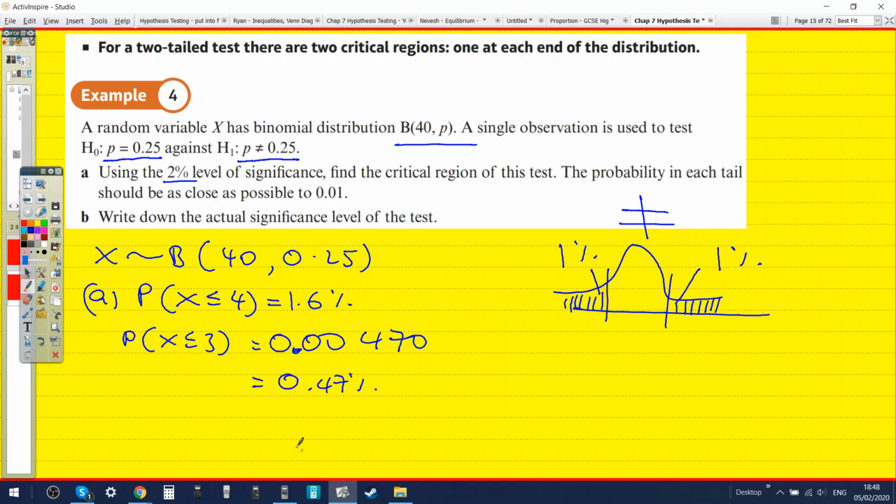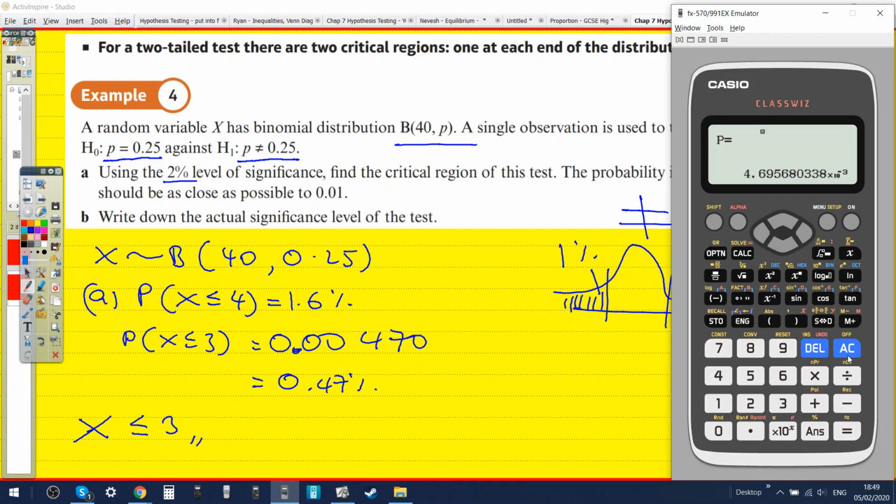0.47%. Yep. And so what's the critical region? The critical region is the possible x values that will make you choose the alternative hypothesis. Less than 4. Yeah, let's say less than or equal to 3. But we got 4 on the calculator. When x was 4, we got 1.6%, didn't we? So that was too big. So when x was 3, it was less than 1%, so that one works.